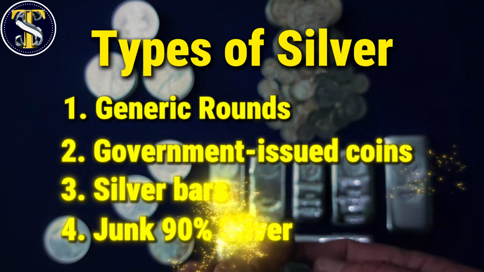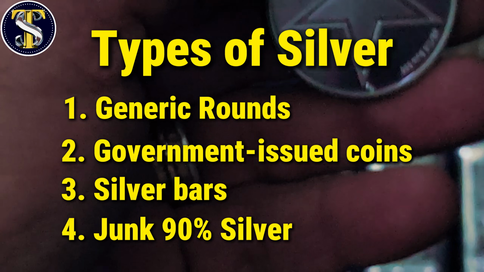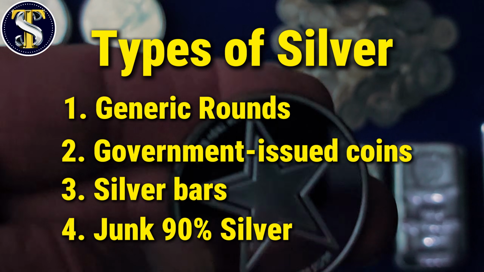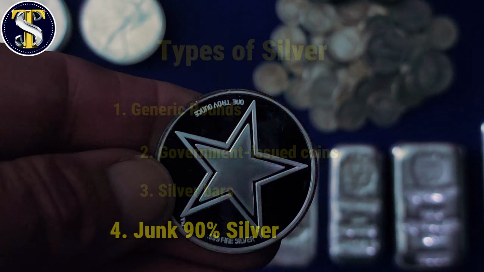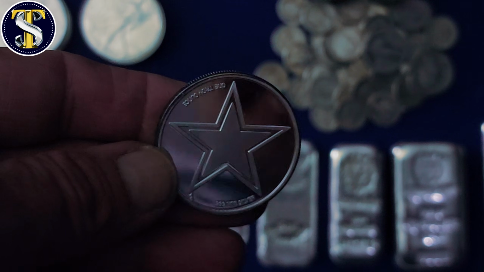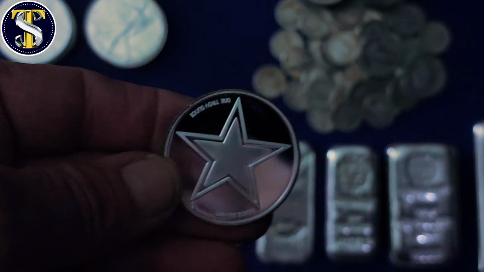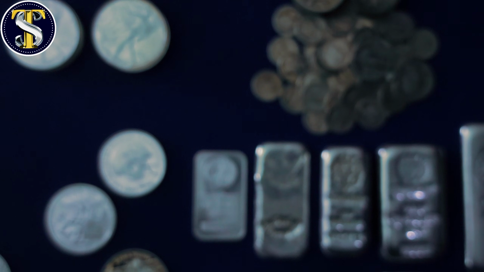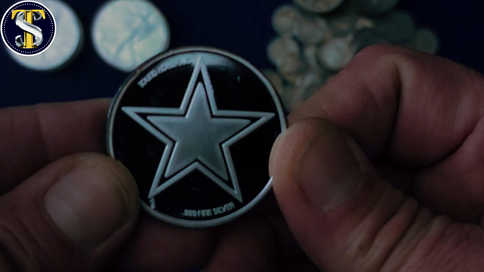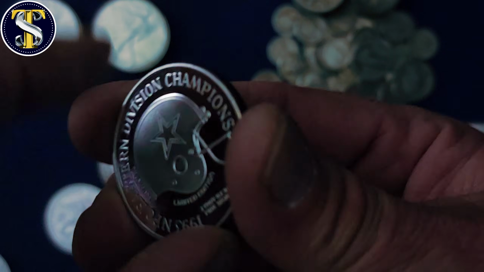And the fourth type of silver to collect is junk silver. So-called junk silver coins are misnamed. 90% or constitutional is a much better name that is also used to define these coins. They're anything but junky. They are simply U.S. dimes, quarters, and half dollars issued in 1964 and earlier.